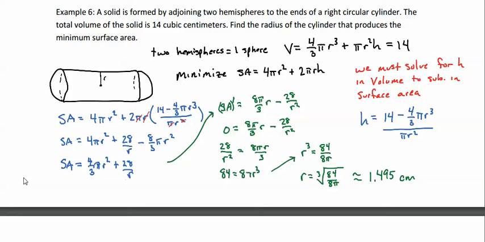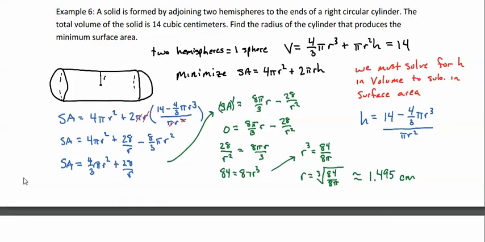Why might we care? Maybe they're making a canister that holds tennis balls or holds golf balls, and they want minimum surface area because they want minimum cost in the production of the materials, but it has to hold a certain amount. These things come into play in a variety of areas of commerce.